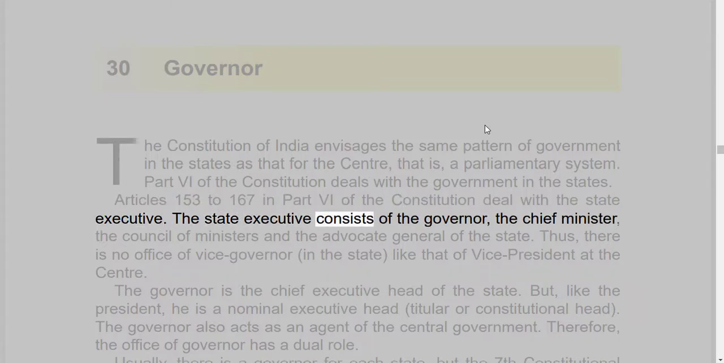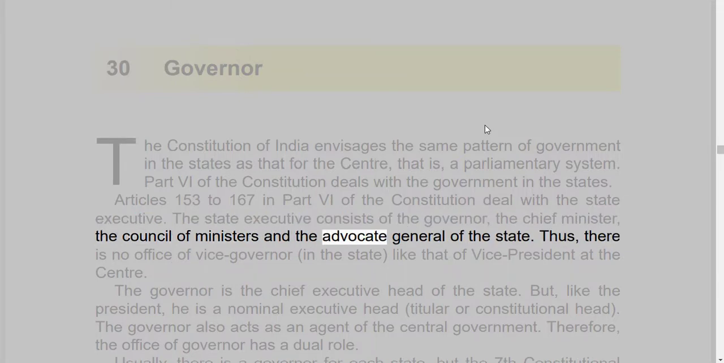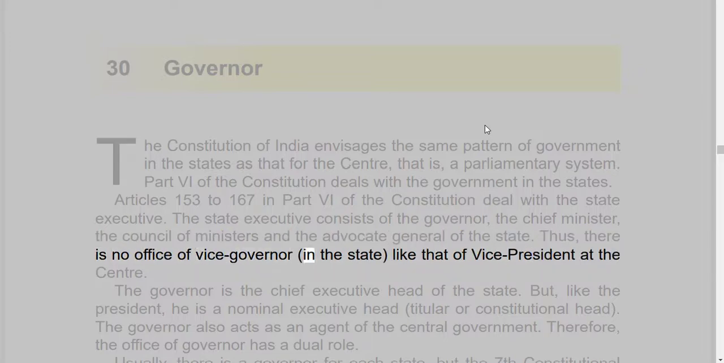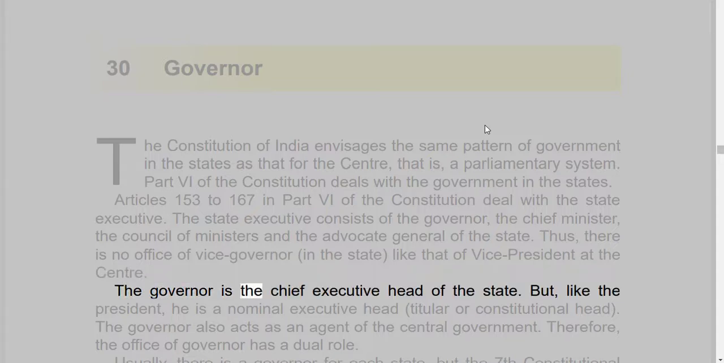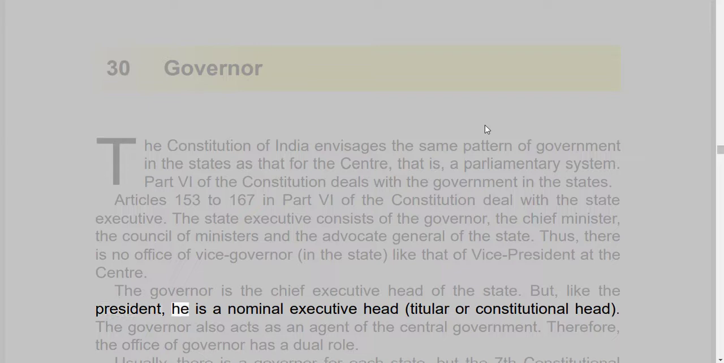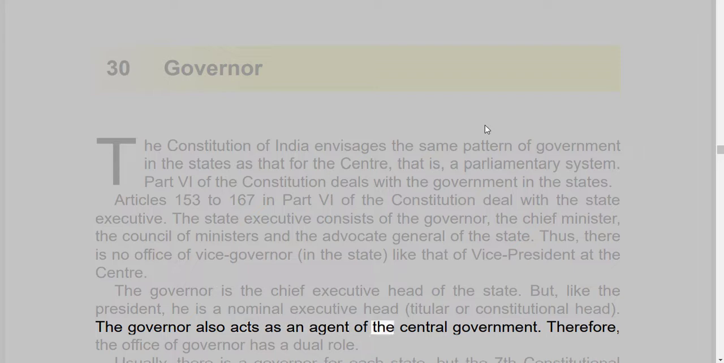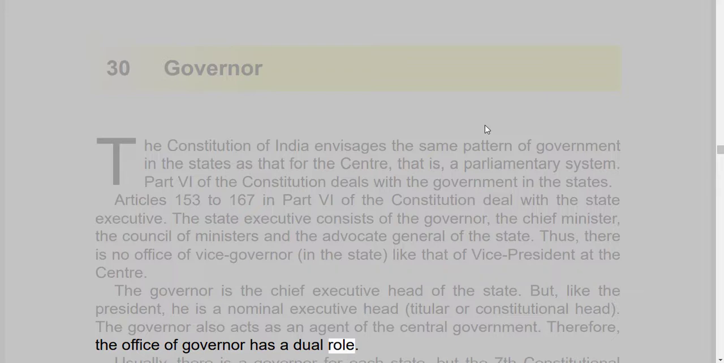The state executive consists of the governor, the chief minister, the council of ministers, and the advocate general of the state. Thus, there is no office of vice governor in the state like that of vice president at the centre. The governor is the chief executive head of the state. But, like the president, he is a nominal executive head, titular or constitutional head. The governor also acts as an agent of the central government. Therefore, the office of governor has a dual role.